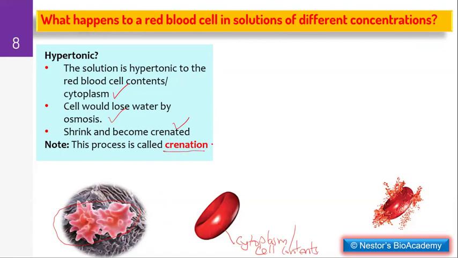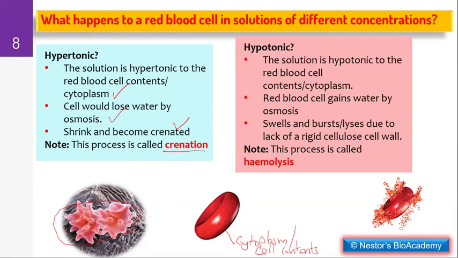How about a red blood cell in a hypotonic environment or a hypotonic solution? In this case, it means the solution is more dilute compared to the red blood cell contents. And remember the direction of osmosis. Water molecules will always move from the dilute solution to the concentrated solution.